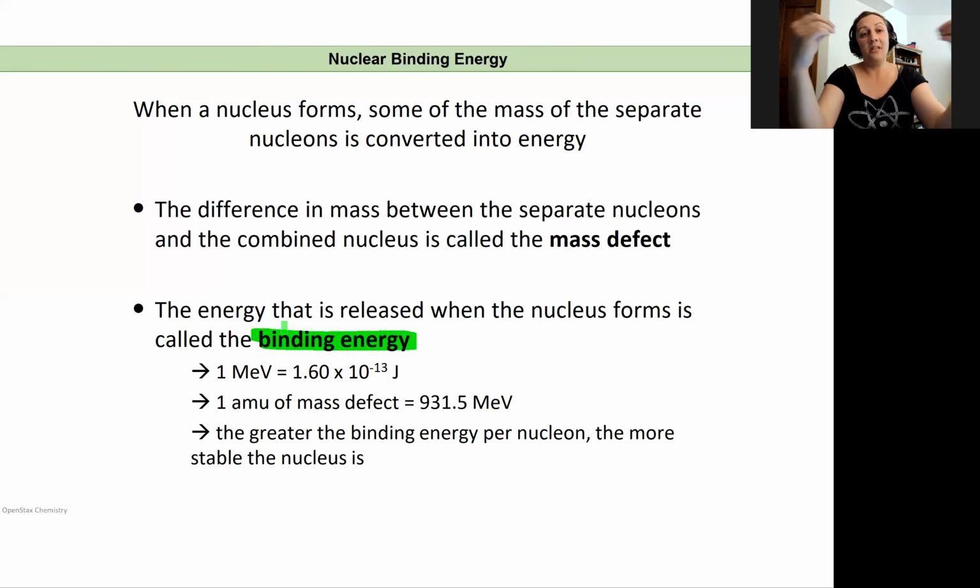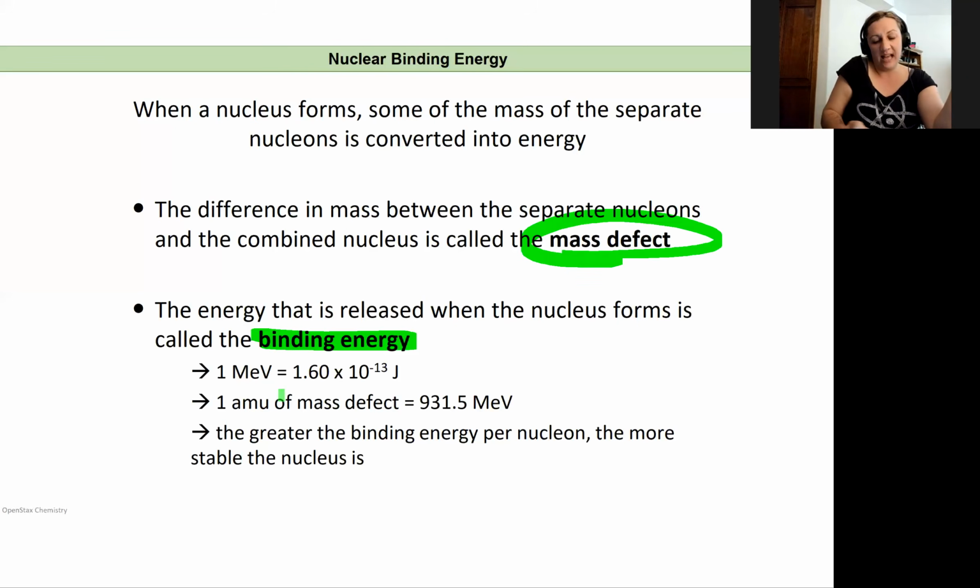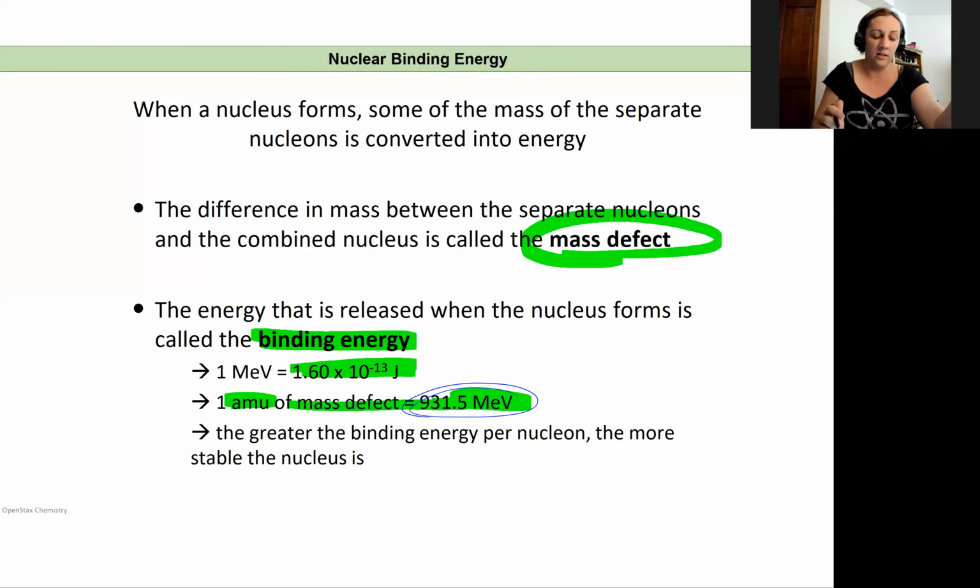And so we can calculate that binding energy from our mass defect. We use the mass defect, which we'll calculate in atomic mass units, and we'll convert it into mega electron volts. Mega electron volts can then be converted into joules, so we'll have a way of tracking energy. The norm in chemistry is to report this energy in mega electron volts rather than in joules.